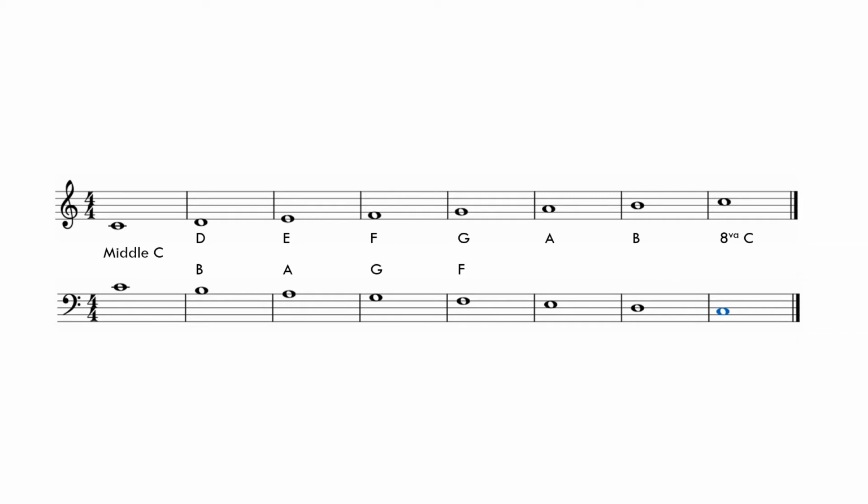The note under C is B. And next under B is A, and so on. Alright, before that let me show you the accidentals.